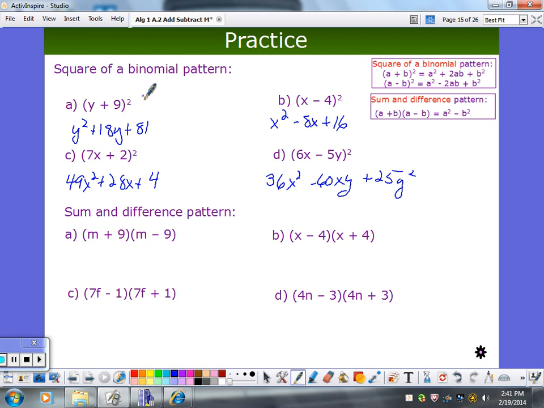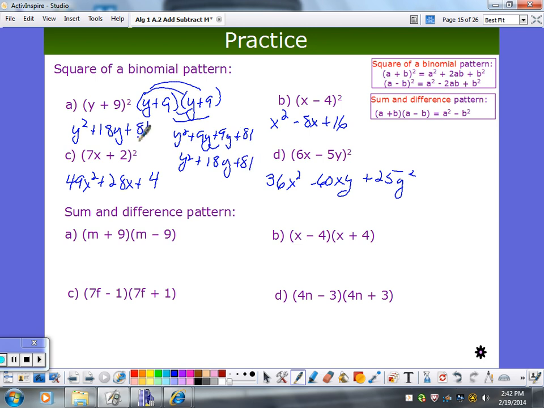So what would I do if I was you at this point right now? I would say, okay, let me expand this guy out. Use some FOIL. y squared plus 9y plus 9y plus 81. Combine them. And I have it. So you may not be at this point. That's okay. Completely normal.